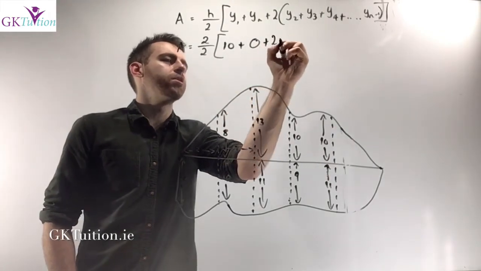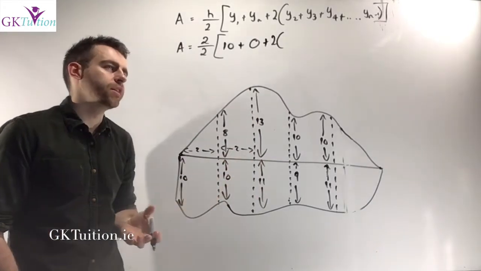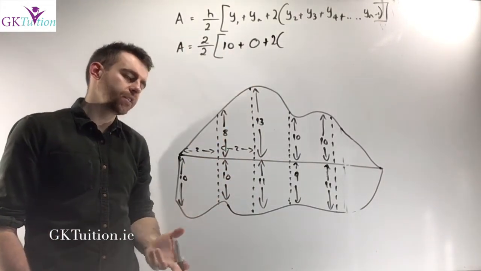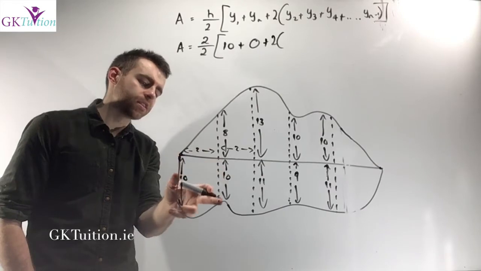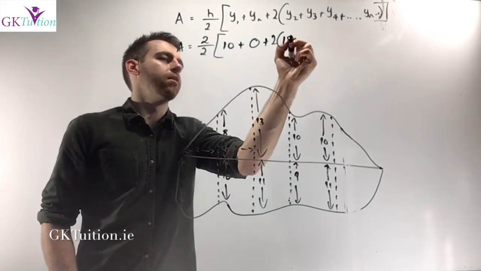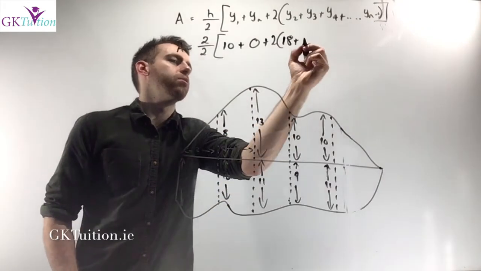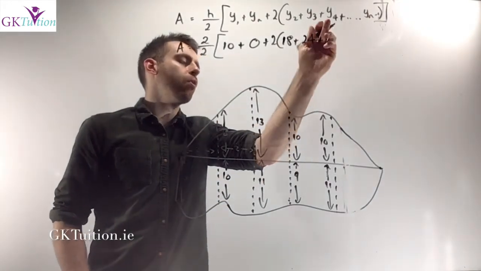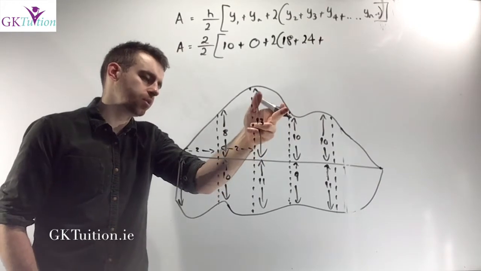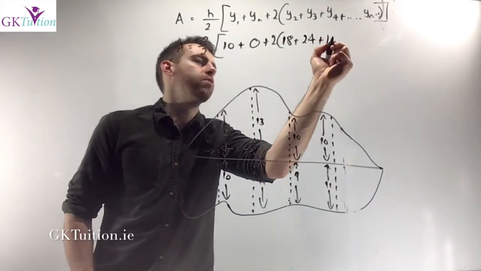Now I need to say plus 2 and just put in all of the other heights. y2 refers to the second height. The second height is 8 and 10, which is 18. y3 refers to the third height, which is 13 and 11, so it's 24. y4 refers to the fourth height, which is 10 plus 9, which gives me 19.